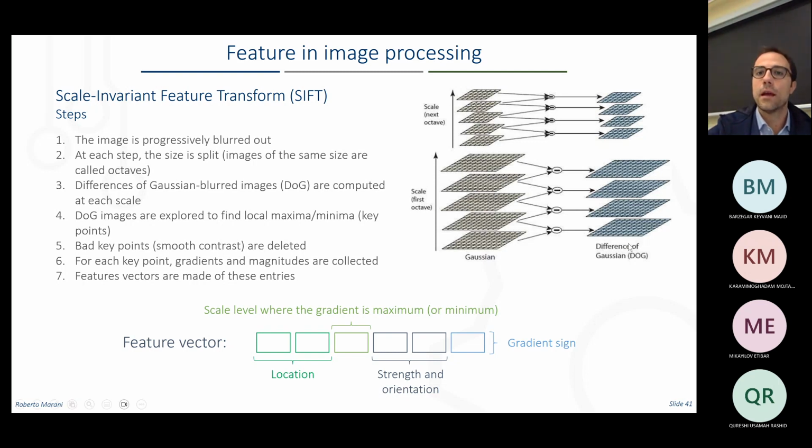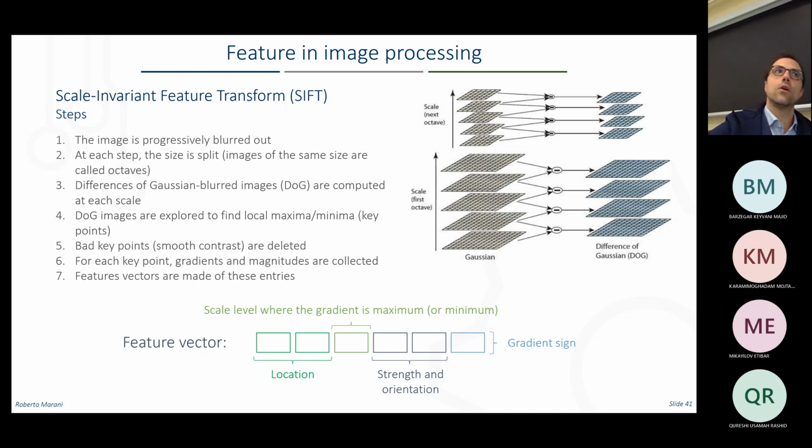Okay, how can we do that? Creating different representations at different scales. So you make your blurring and then downscale the image and create another octave made of new representations. You can create many of these representations, of course. And when you make a subtraction, you get this difference of Gaussians, and try to find in it some key points that are points of high contrast. And there, make your feature vector of the location in pixels of your point, then the level where the gradient is maximum or minimum, the strength and orientation of the gradient sign, and so on.